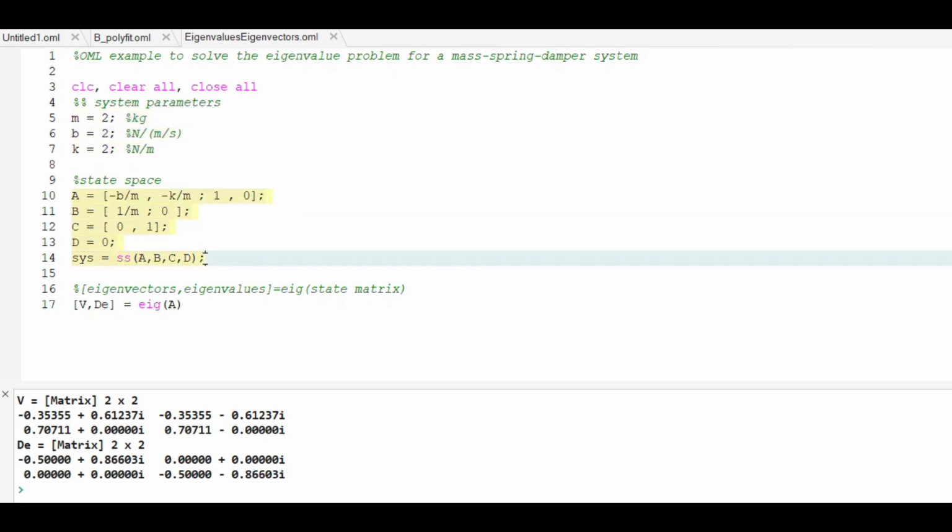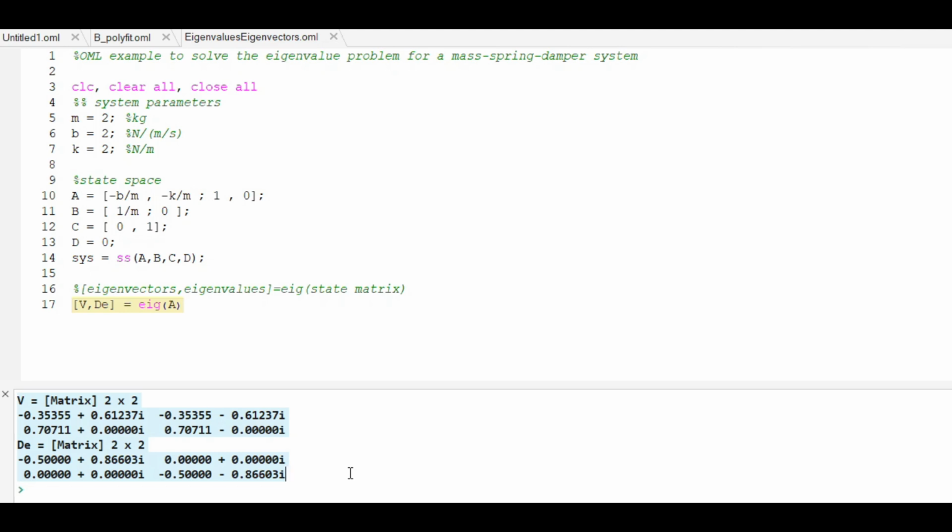The program then constructs the state space representation. State space modeling converts the second-order differential equation into a set of first-order equations. The A matrix contains the system dynamics and is defined using the mass, damping, and spring parameters. The B matrix represents the system input. The C matrix specifies the output relationship, and the D matrix represents direct feed-through, which is 0 in this example.